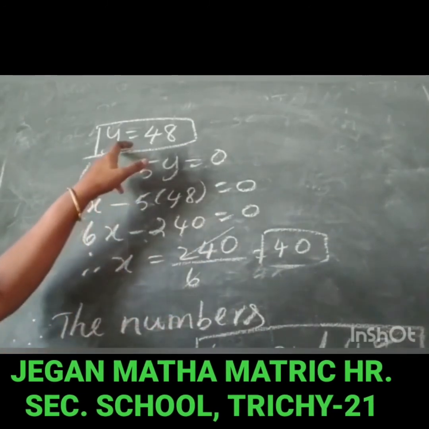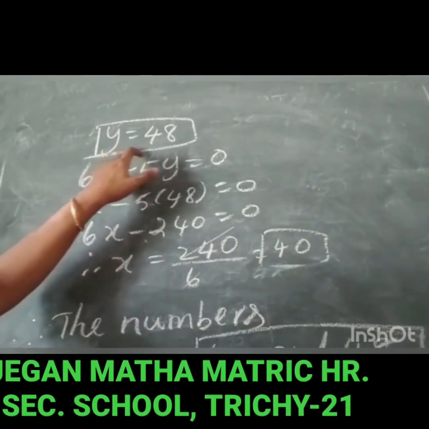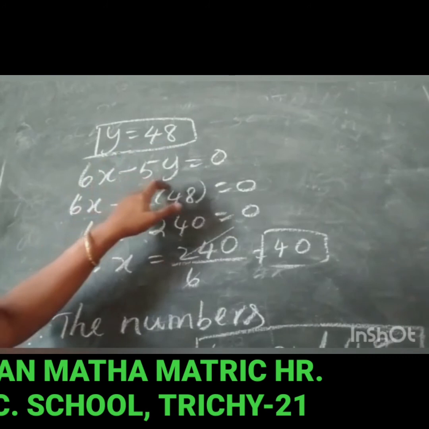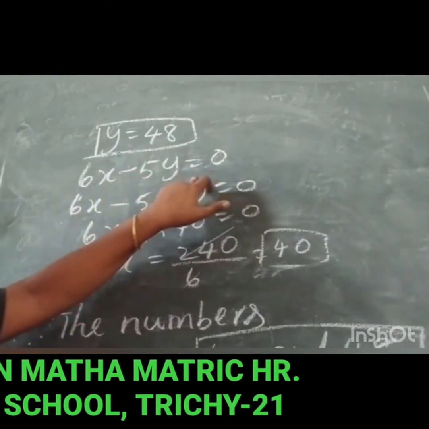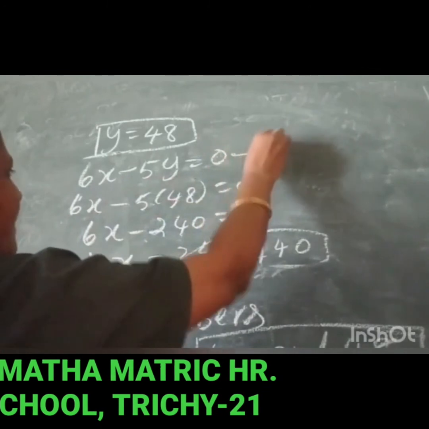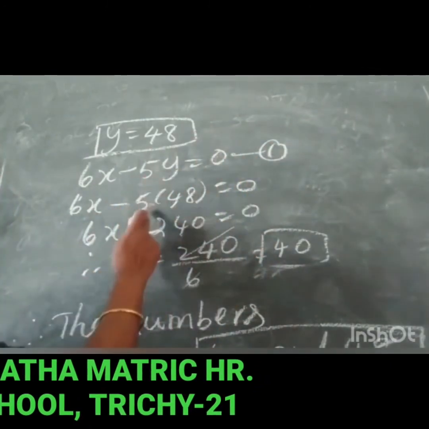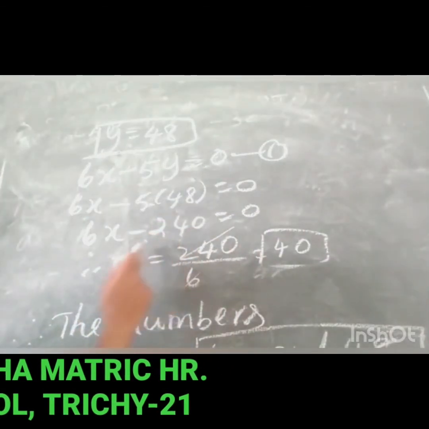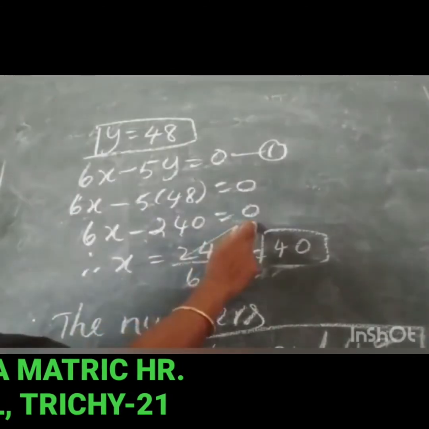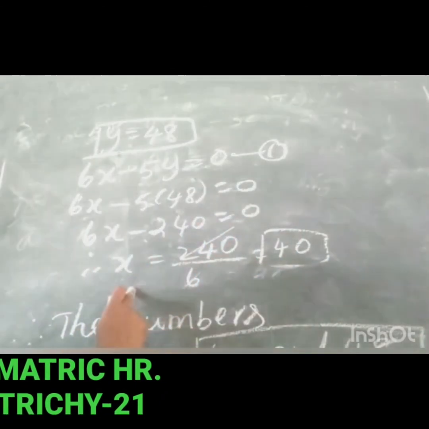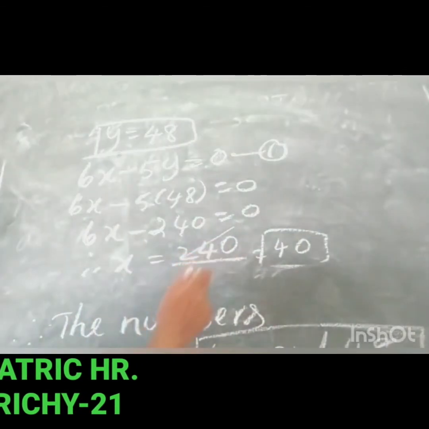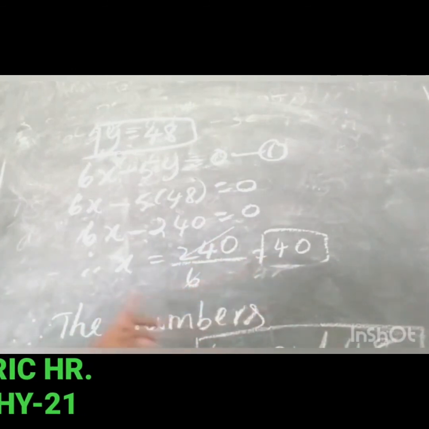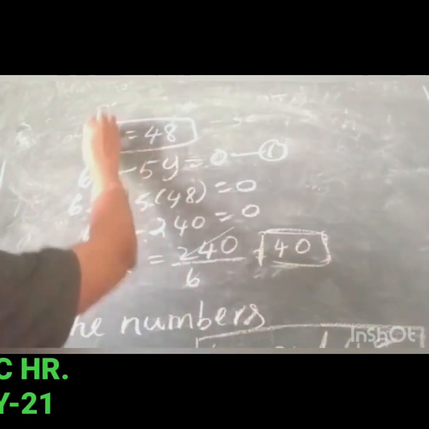We got the y value equal to 48. So you can substitute this y value in the first equation, 6x minus 5y equal to 0. Instead of y, put 48. Multiply 5 by 48, you will get 240. So 6x minus 240 equal to 0, 6x equal to 240. So we have to find the value of x. x equal to 240 divided by 6. Cancelling, we get the value 40. So the x value is 40, then the y value is 48.